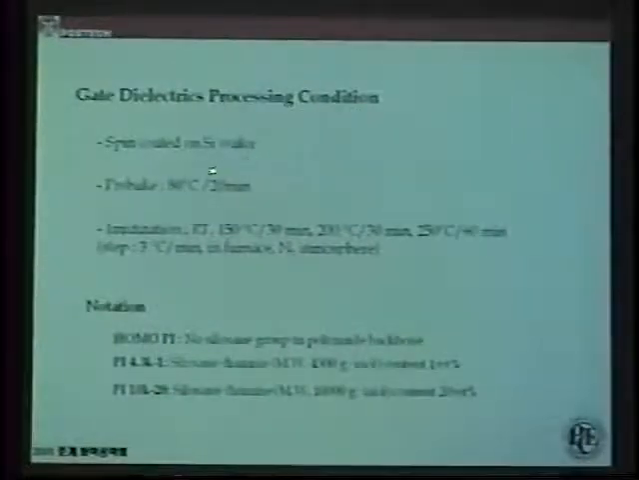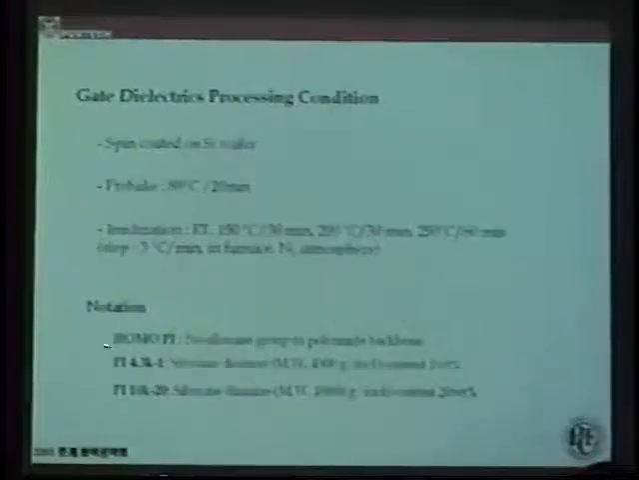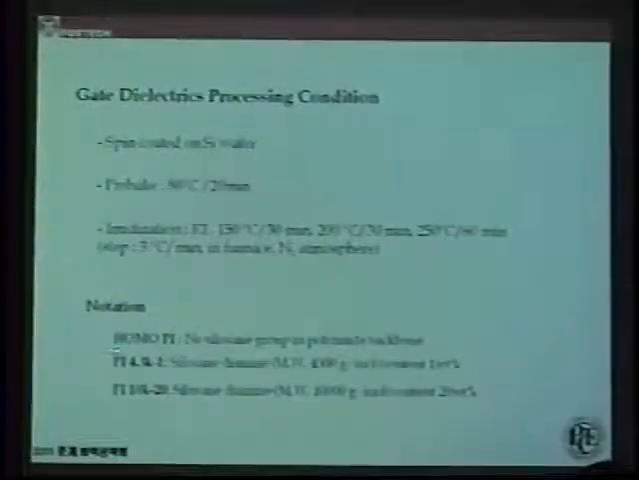Next. This is showing the processing condition. Spin coated and pre-baked at 80 degrees C, imidized in 3 steps up to 250 degrees C. Throughout the talk, the notation is like that. Homopolyimide, without siloxane, has the highest surface energy. By incorporating 4,300 molecular weight PDMS, 1%, we have less surface energy, and a further decrease with 10,000 molecular weight, 20%.